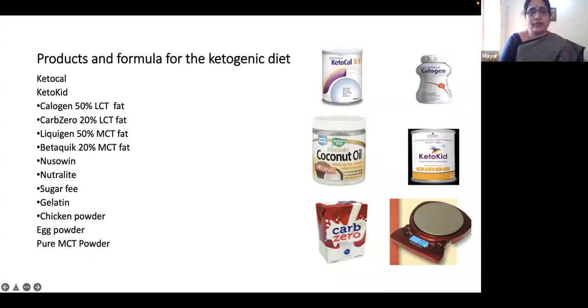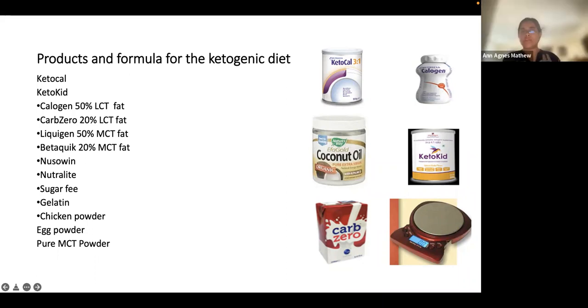Yes, next slide. There's also an Indian product called Pristine, no? Yes, Pristine also is called. Yeah, but they're not able to achieve 4:1. They can only achieve 3:1, only up to 3:1.